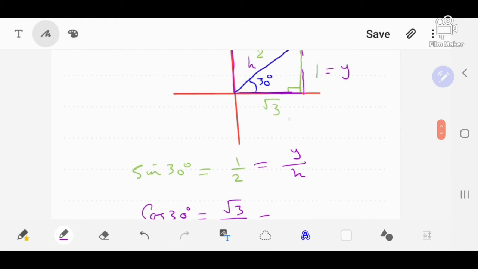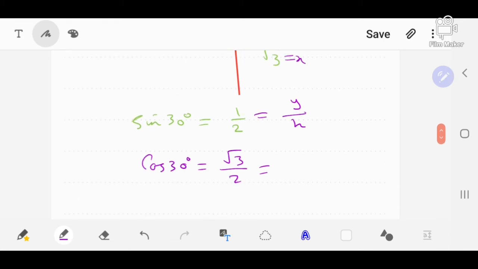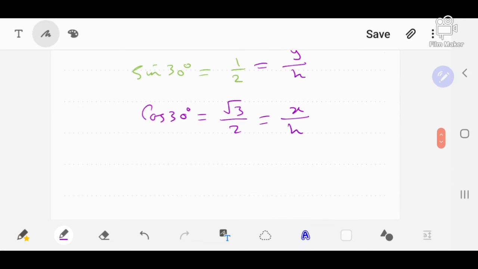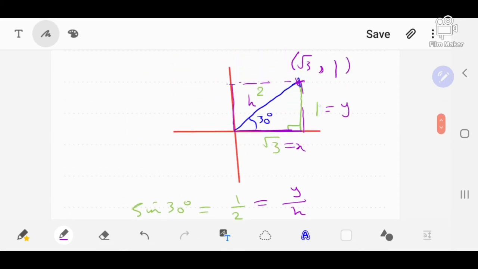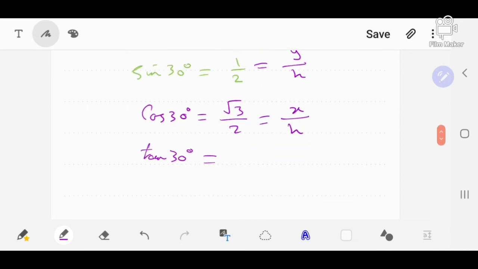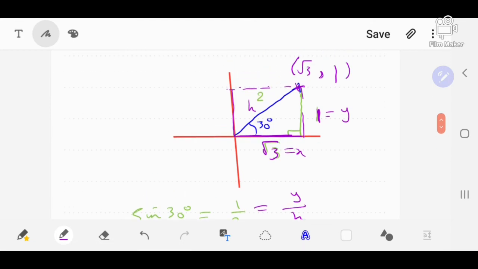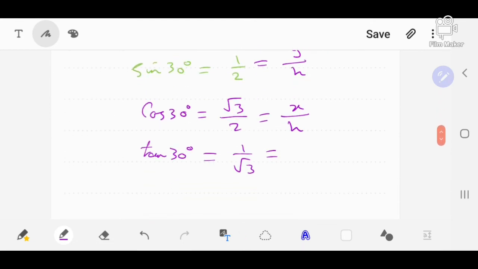What about tan? Tan 30. Tan is opposite over adjacent. So it's 1 over radical 3. Opposite, which means y, over adjacent, which means x. So in general, if I'm talking about an angle in standard position, I can use the point x and y coordinate to find the trigonometric ratios.